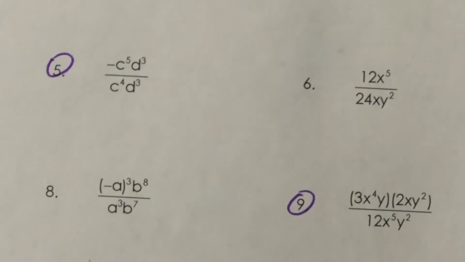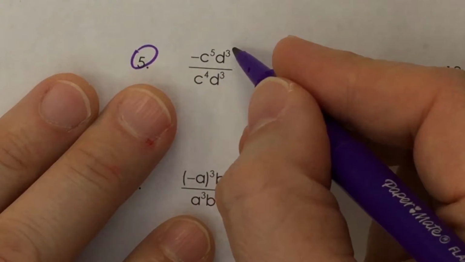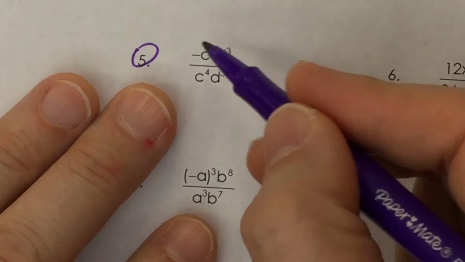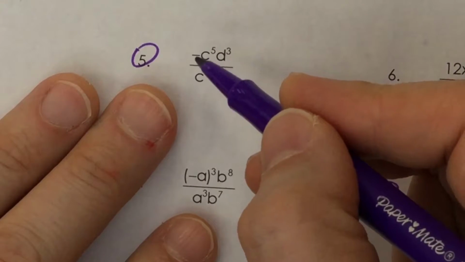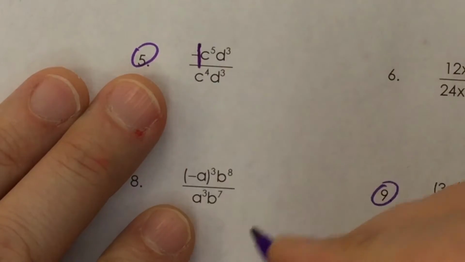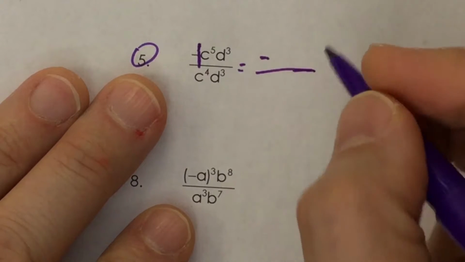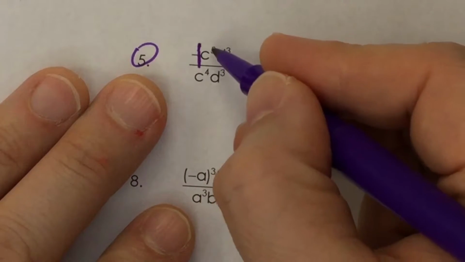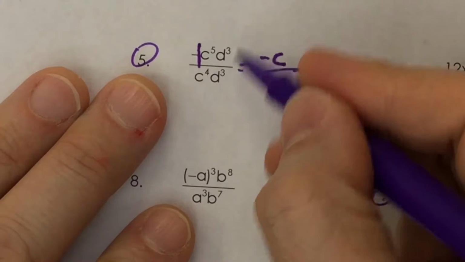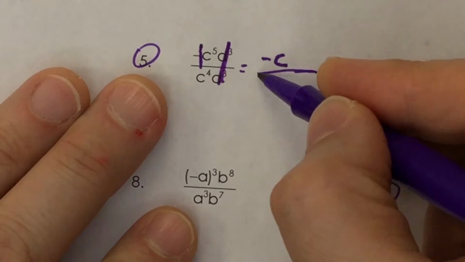Number 5, you have negative c to the 5th, d to the 3rd, divided by c to the 4th, d to the 3rd. Now this negative is not an exponent, so we don't have to take anything downstairs. That's just a negative 1 coefficient in front. So we still have a negative in front. C to the 5th and c to the 4th, you do 5 minus 4 and you get c to the 1, or just c. D to the 3rd and d to the 3rd cancel. So all we have left is negative c. That's the answer.